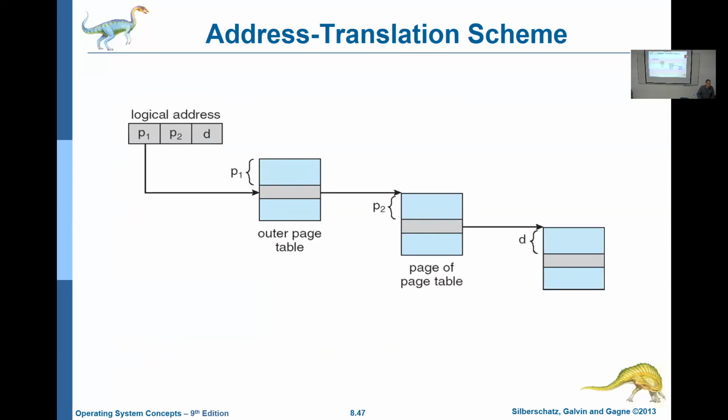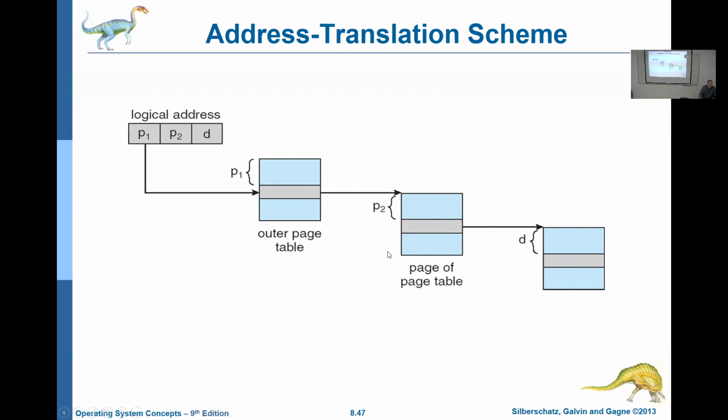So here you just see a graphical representation of the same idea. This is what I drew already on the board for you. The P1 tells me which row in the outer page table to go to. That's the 2 to the 12th possible choices. Then once I got that, it doesn't tell me where the memory is yet. It just tells me to jump to this frame essentially.